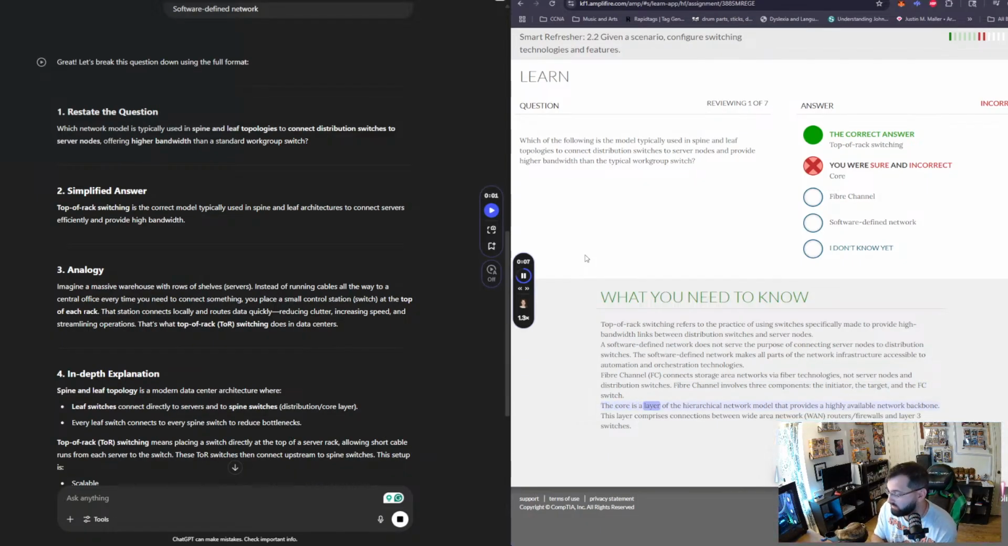Yes. The core is a layer of the hierarchical network model that provides a highly available network backbone. This layer comprises connections between wide area network, WAN, routers, firewalls, and layer 3 switches. Okay.